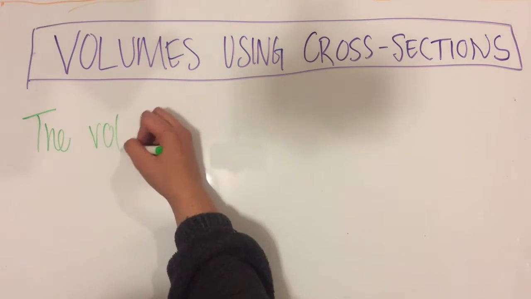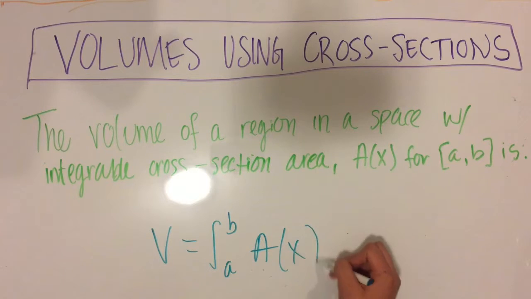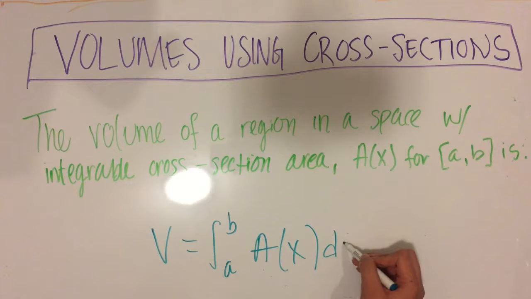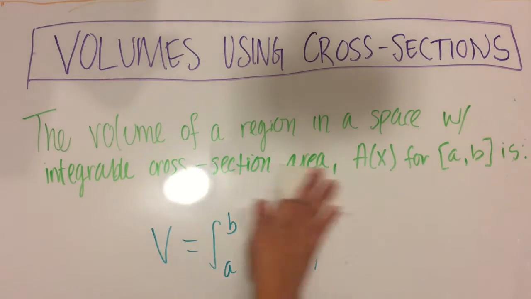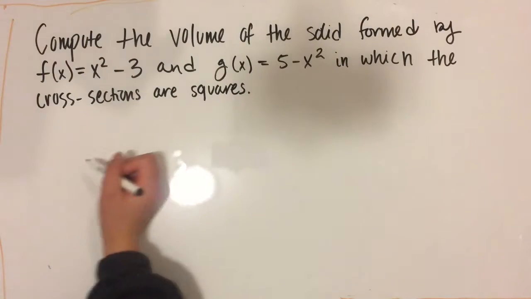The volume of a region in space with an integrable cross-section area A of x for the interval a to b is given by volume equals the integral from a to b of A of x dx. Here are the formulas for cross-sectional areas. It may be helpful to memorize or write these down somewhere.